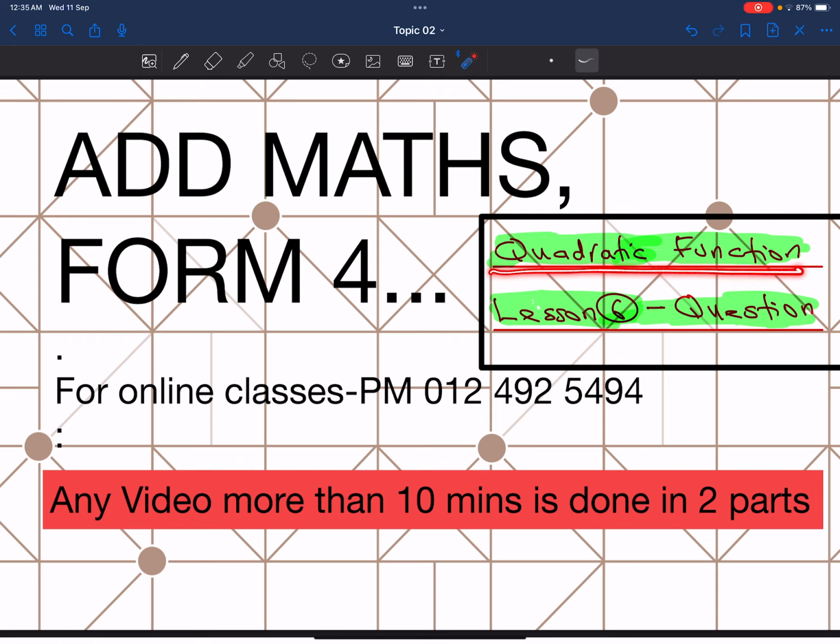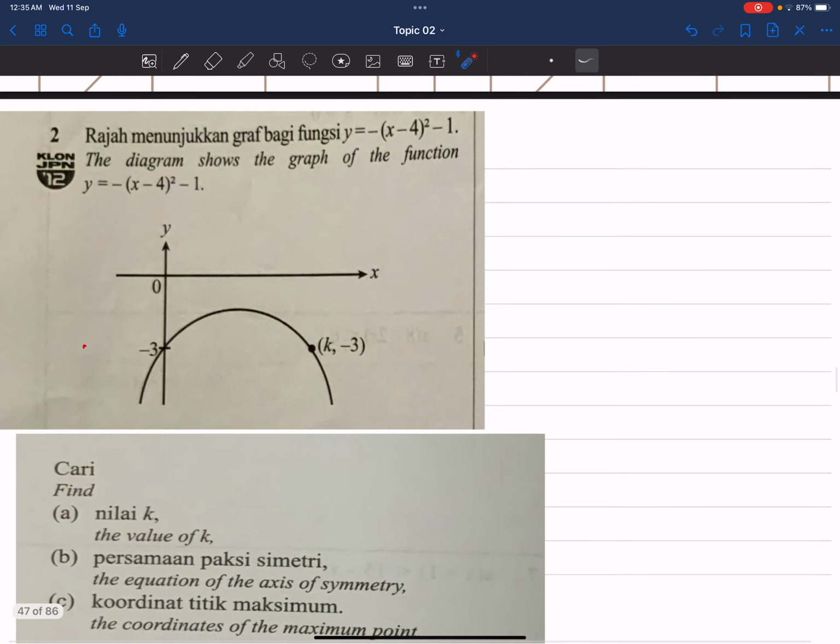Quadratic function, lesson 6, our second question. The diagram shows the graph of the function y equals negative brackets x minus 4 square minus 1.